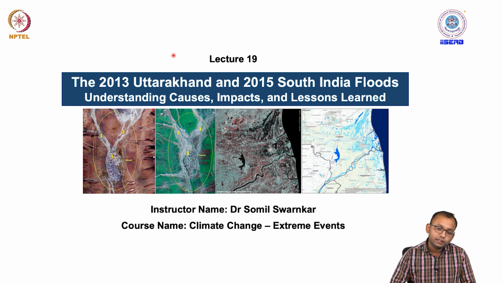So today in this lecture we will talk primarily about the 2013 Uttarakhand event and the 2015 South Indian floods event. The 2013 Uttarakhand flood is also called the Kedarnath flood event, which caused many deaths and severely disrupted the local socio-economic conditions. Similarly, in 2015 the South Indian floods caused severe disruption of urban and neighboring regions in southern India.